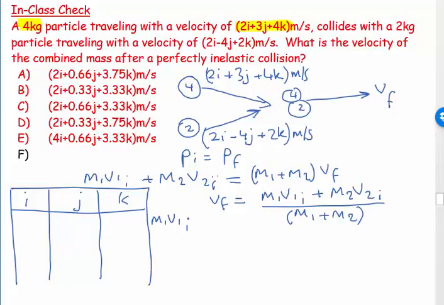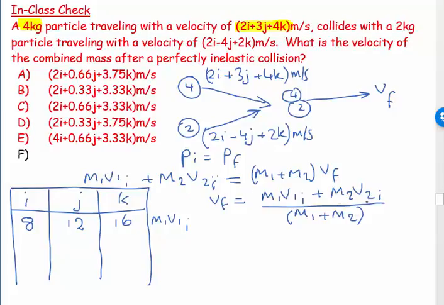m1 v1 initial. So rather than 2i, it's 4 times 2i, because it's the mass times the velocity. So 4 2s are 8. And then 4 3s are 12. And then 4 4s are 16. So the momentum would be 8i plus 12j plus 16k.